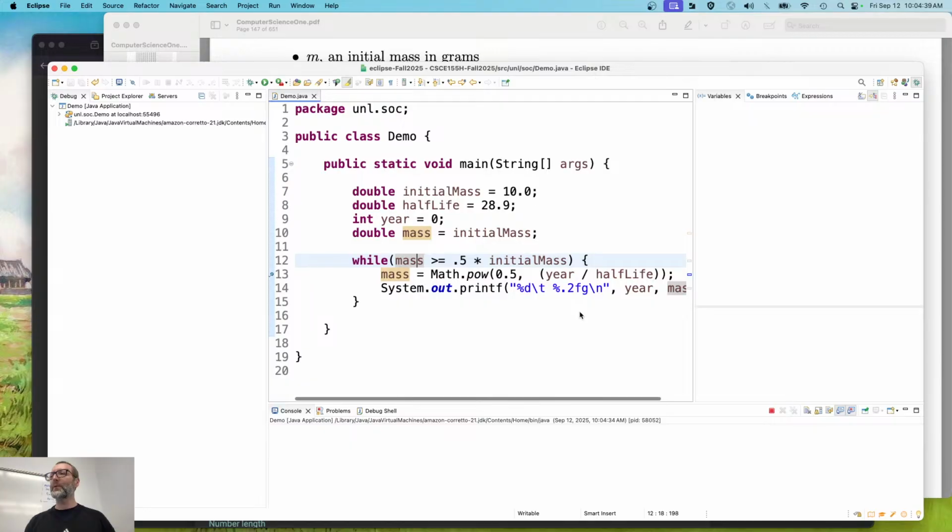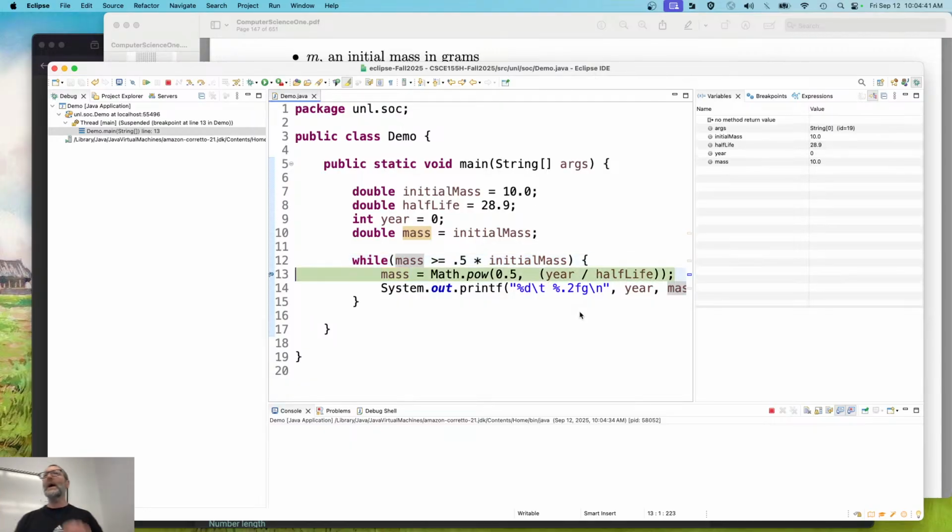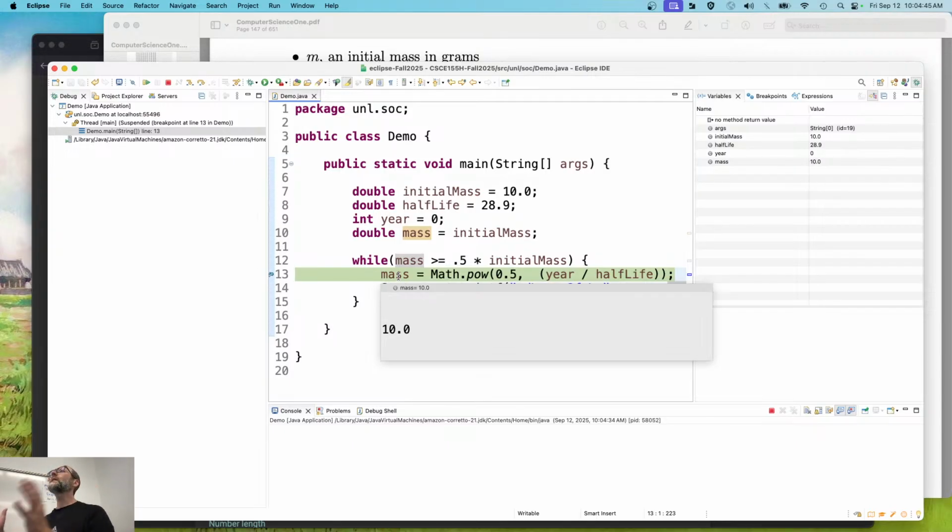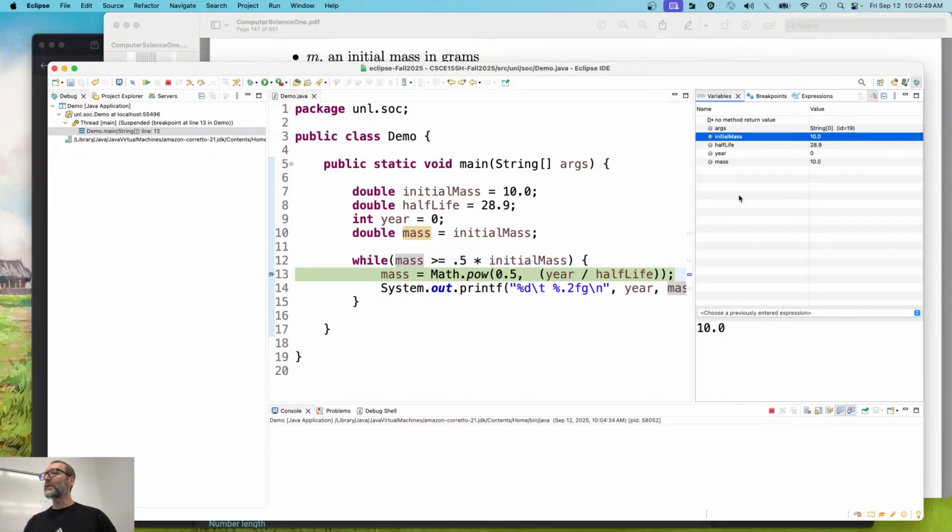Let me go ahead and run it and change my perspective. I'm going to switch this perspective over to this over here. And that runs my program down to this breakpoint and then pauses it so that I can take a look around. I can go ahead and highlight things. For example, the initial mass is 10. The mass is 10. So I got into this while loop. Now let's go ahead and step through line by line to see what we would expect.